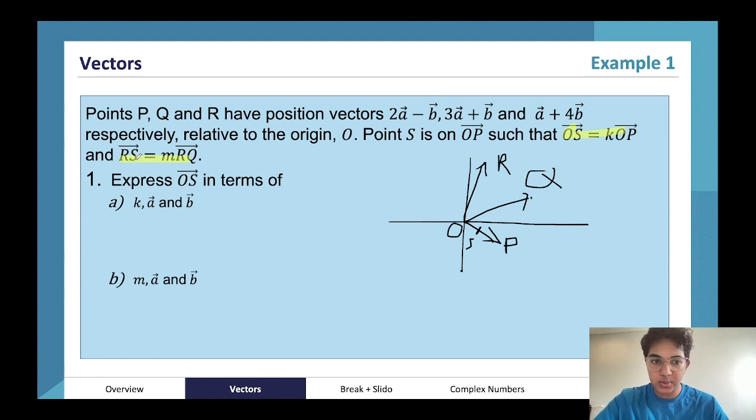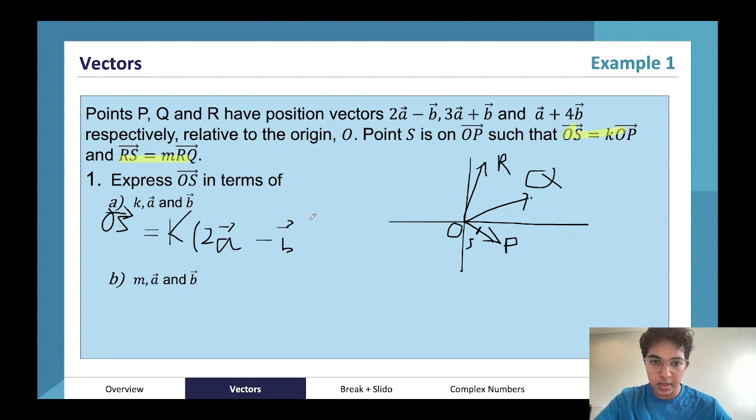Okay, well, I think this one's pretty straightforward. We just have to plug everything into that parallel equation they gave us, this relationship here. So OS is going to be equal to k times OP, which is 2a minus b, right? So 2a minus b.